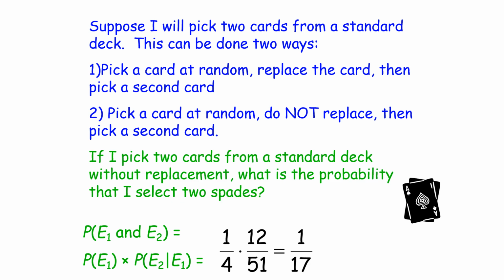So the probability of drawing a spade is 1 in 4, because out of the 52 cards, there are 13 spades, and that reduces to 1 over 4. And I'm going to multiply that with the probability that I got a spade on my second pull. Well, if there's 13 spades and I took one, there's only 12 spades left. And if I started with 52 cards and I kept one, there's only 51 for me to draw on the second time. So when I multiply 1/4 times 12/51, I'm going to get 1/17.